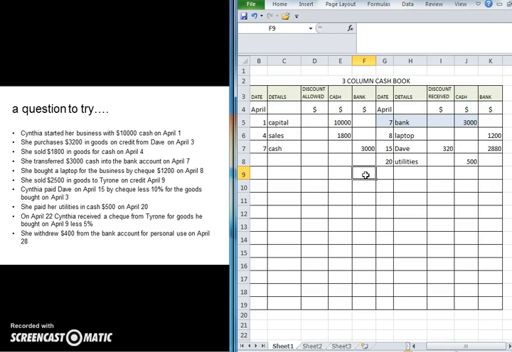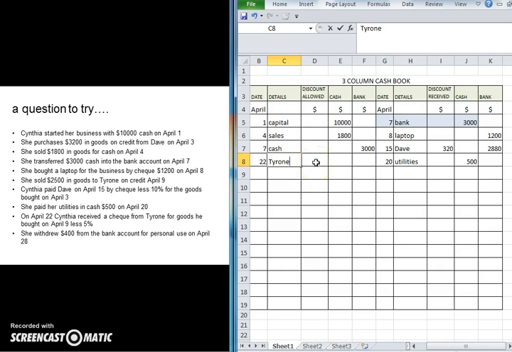Then on the 22nd, she received a check from Tyrone for the goods that he bought from her on the 9th, less 5%. So she's going to receive a check from Tyrone. So on the 22nd, Tyrone is going to give her the money. So that means the business will receive this money less 5%.